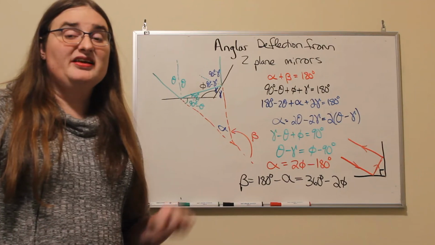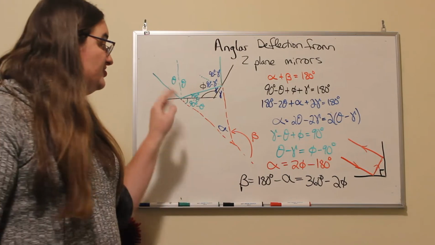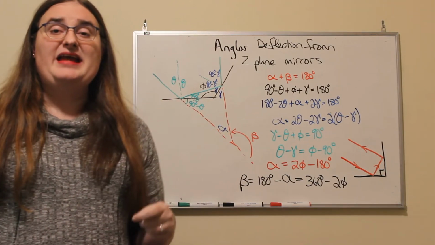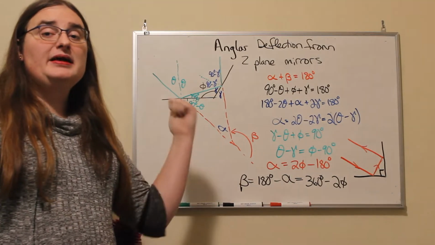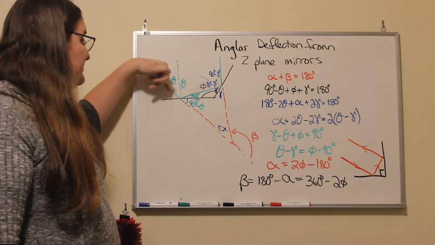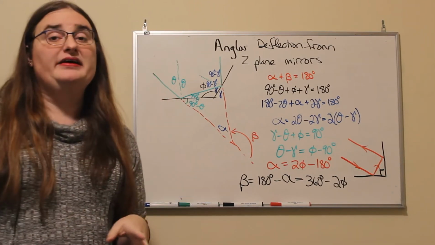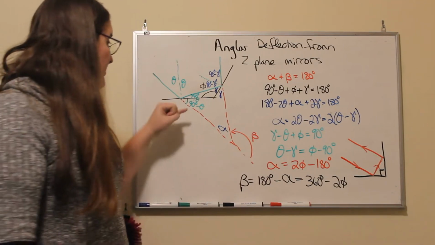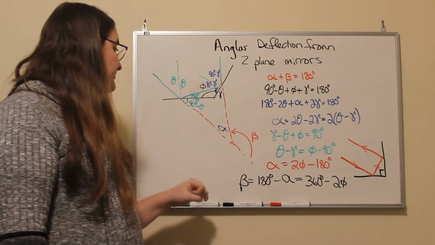Hi, let's calculate the total angular deflection for light coming into a system of two mirrors at an angle phi between each other and then reflecting back out. So what we're going to say is that this light ray strikes our first mirror at some angle theta. And from the law of reflection, it reflects off that mirror at that exact same angle theta.